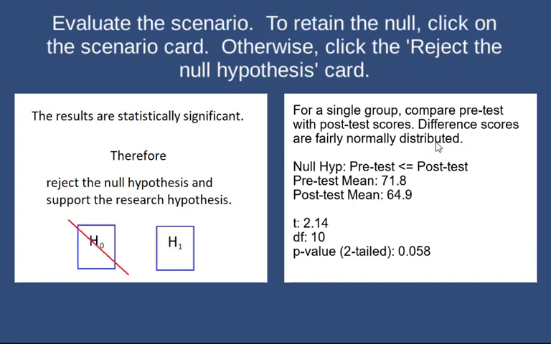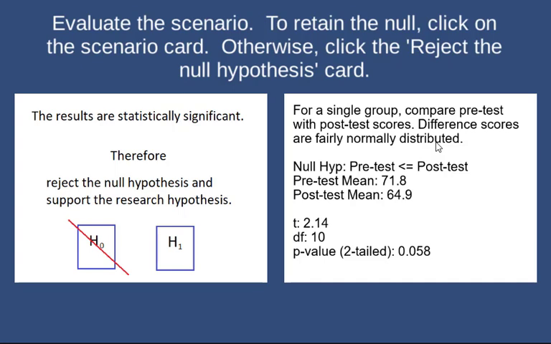So here's our scenario. For a group, just one group of people here, we're comparing the pre-test with the post-test scores. We have 2 measurements per person. We'll calculate the difference score for each person. So for each person, we'll say pre-test minus post-test, for example. That would be the difference score. And these difference scores are fairly normally distributed.